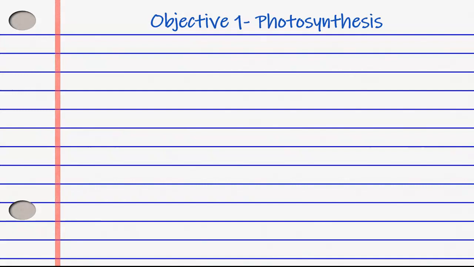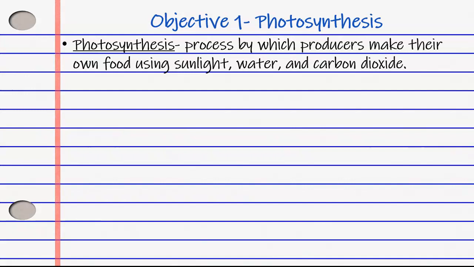The first objective is photosynthesis. So photosynthesis is a process by which producers make their own food using sunlight, water, and carbon dioxide. Now, when we're talking about producers, we're talking about plants. So trees, grass, flowers, all go through photosynthesis. Producers are also usually the base of our food webs.